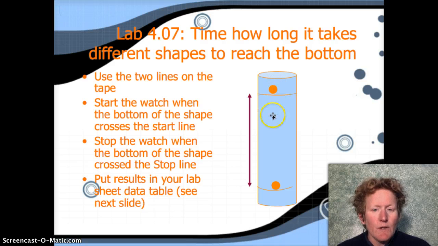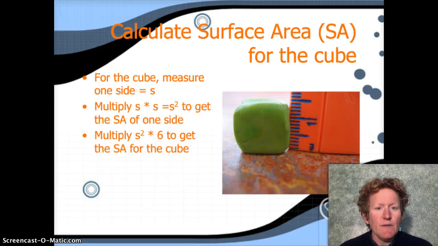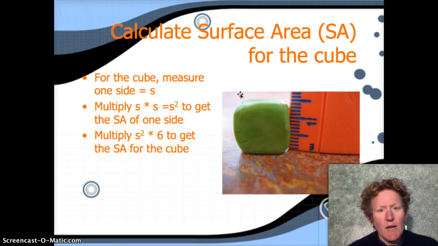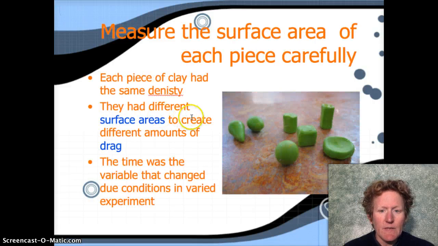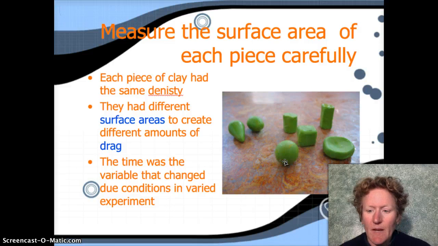How long it took to go through the shampoo depended on the surface area of the shape. There were different shapes and they measured the surface area for each of them. They were all made out of clay, so the density was the same. You can see the different shapes here in an experiment I did a couple of years ago. Each piece had the same density because they were all made out of the same thing.